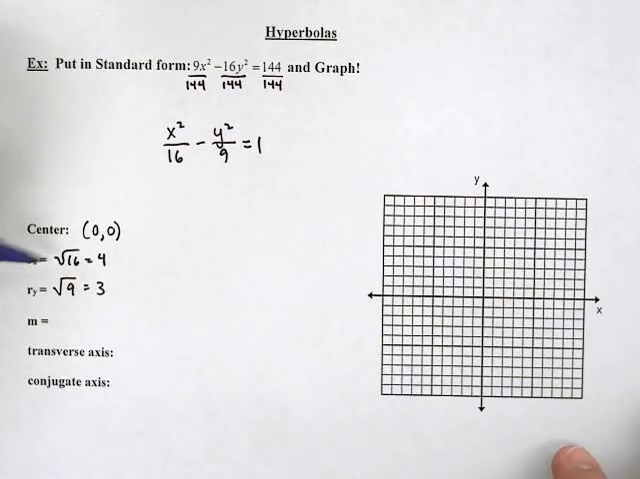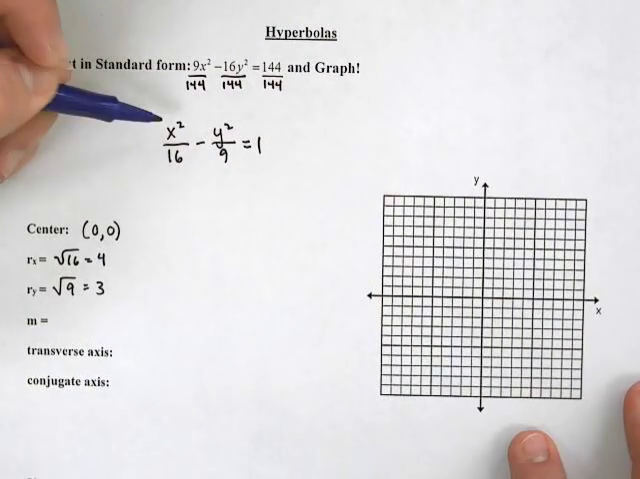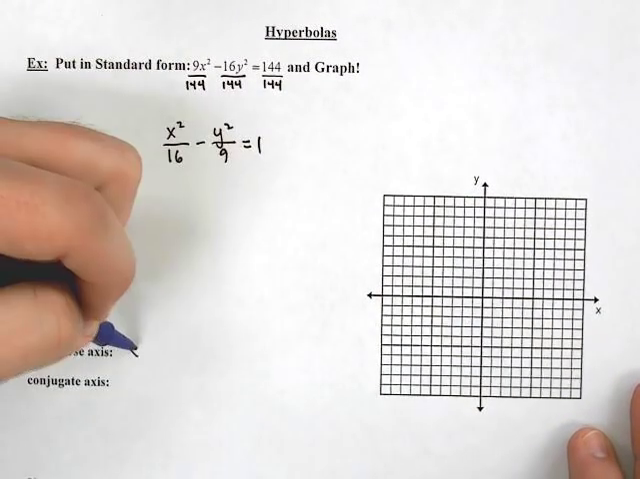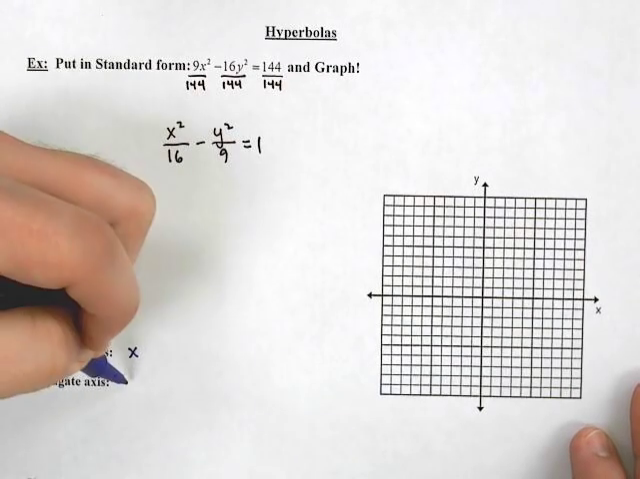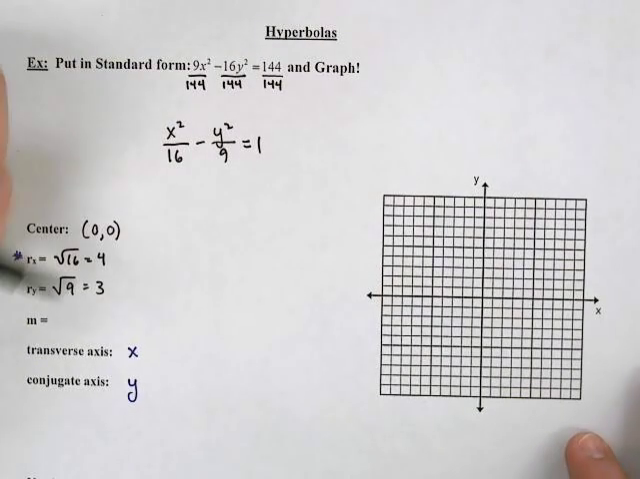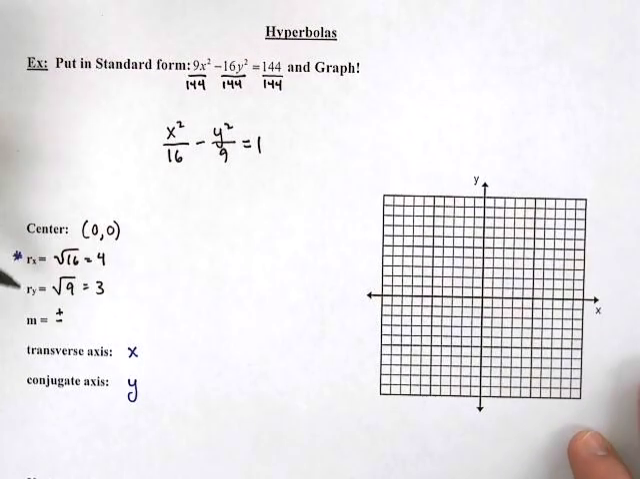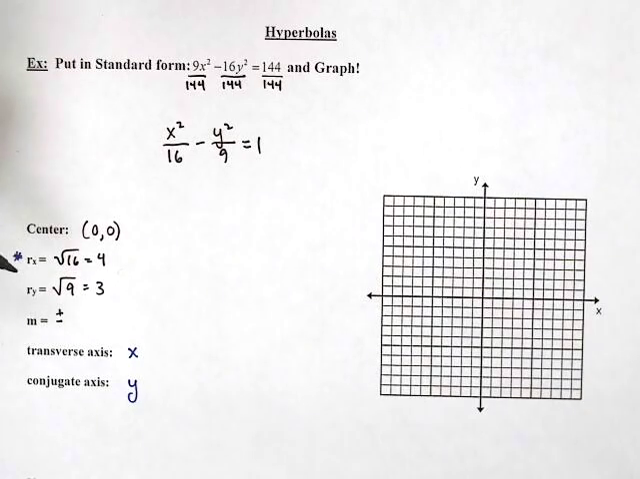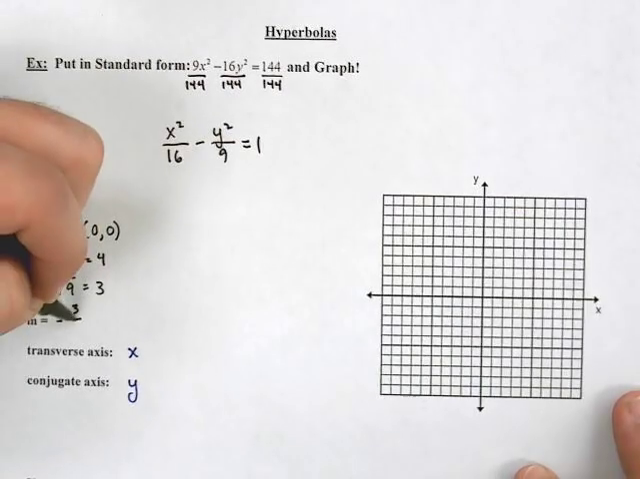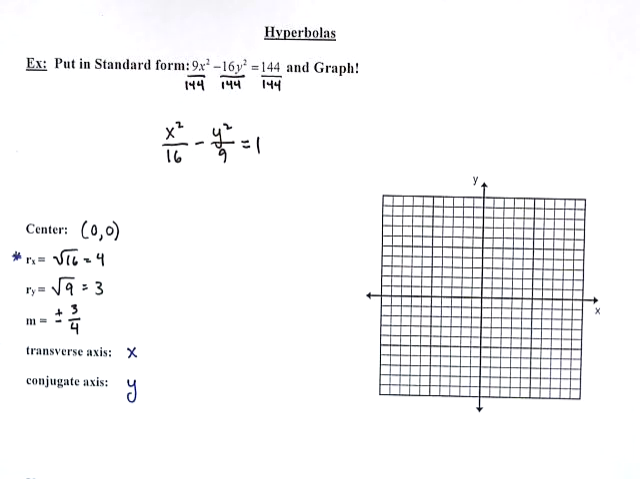You're not looking for the biggest, you're looking for what comes first. Alright? So we know that our transverse axis is going to be x in this case. We know that our conjugate axis will be y. Last little thing we need here, plus or minus, remember it's change in y, change in x, right? So that's your hint that it's going to be the y over the x. So 3/4.